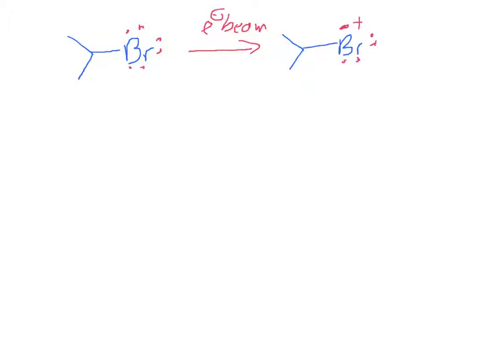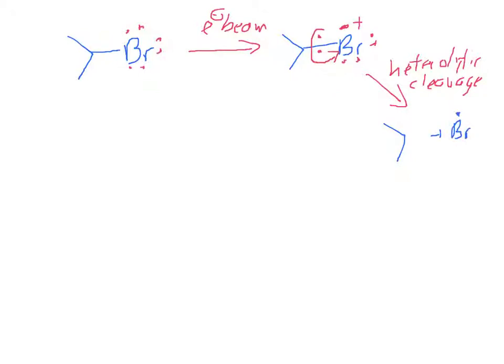We've already talked about one way this can break up, and that is in a heterolytic fashion. Both these electrons go with the bromine. Heterolytic cleavage means we're losing 2 electrons at a time, shown with a double-headed arrow. The bromine got the 2 electrons, so now it has 8 electrons around it, and we have to remember to put the plus charge on that carbon.